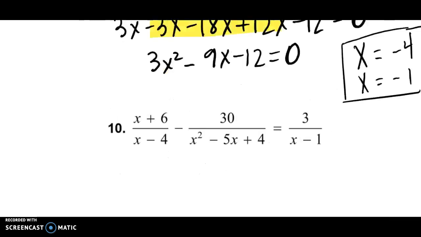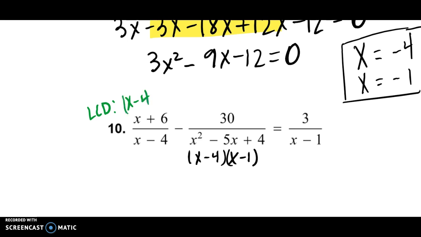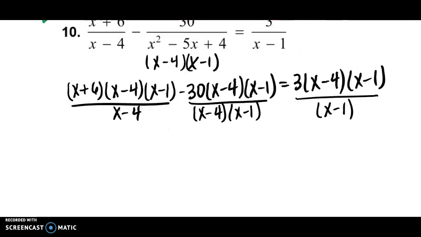Okay, for this one, the LCD, in order to figure it out, we need to factor this part. If you factor it, you would get x minus 4, x minus 1. So that means our LCD is x minus 4 times x minus 1. So let's multiply the whole numerator by the LCD. After we're done writing it out, we can start canceling things out. Here we have both of these cancel out, this cancels out.